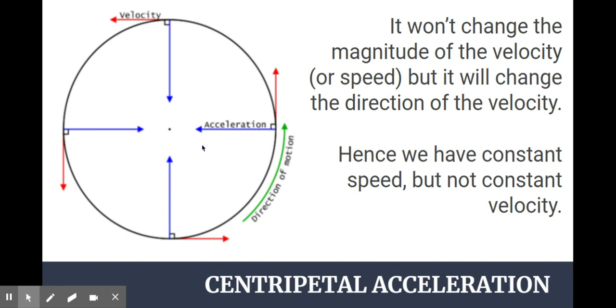Well, the magnitude or size of the velocity, or the speed, will not change. It will continue to move at the same speed, same size of the velocity. However, it will change the direction. All right? So, hence, we will have constant speed, or the constant magnitude of the velocity, but the direction is always changing because our acceleration is always causing it to move in a circle. It's always seeking the center, always perpendicular to our velocity.